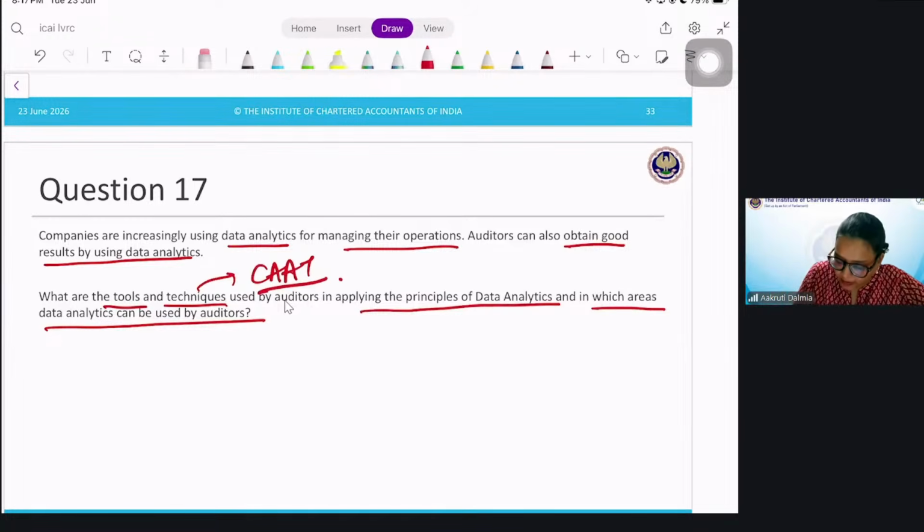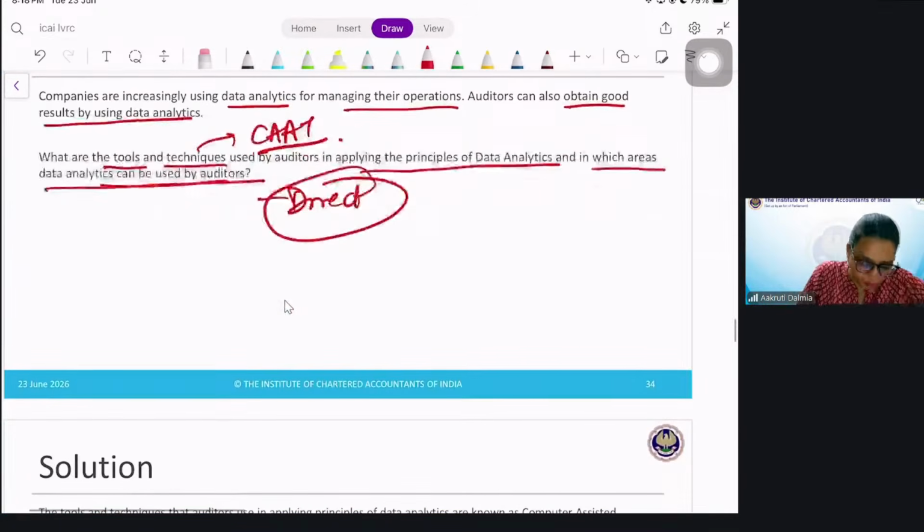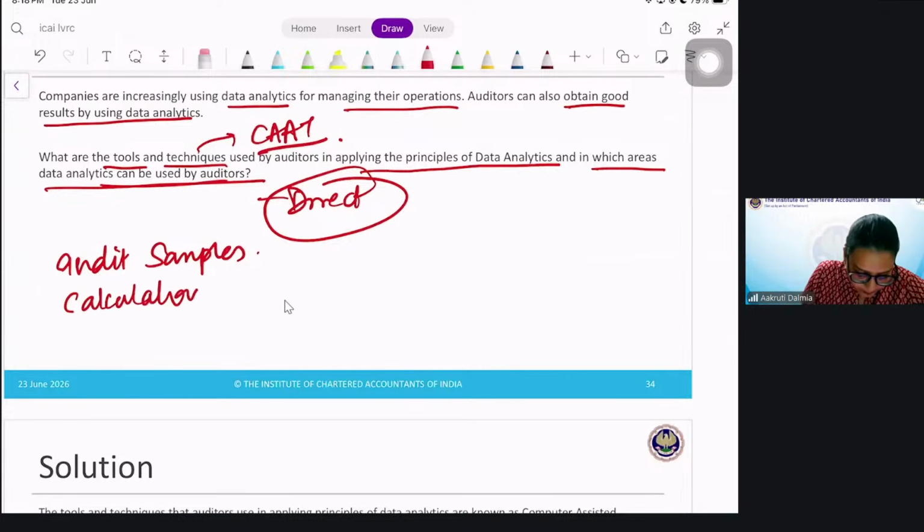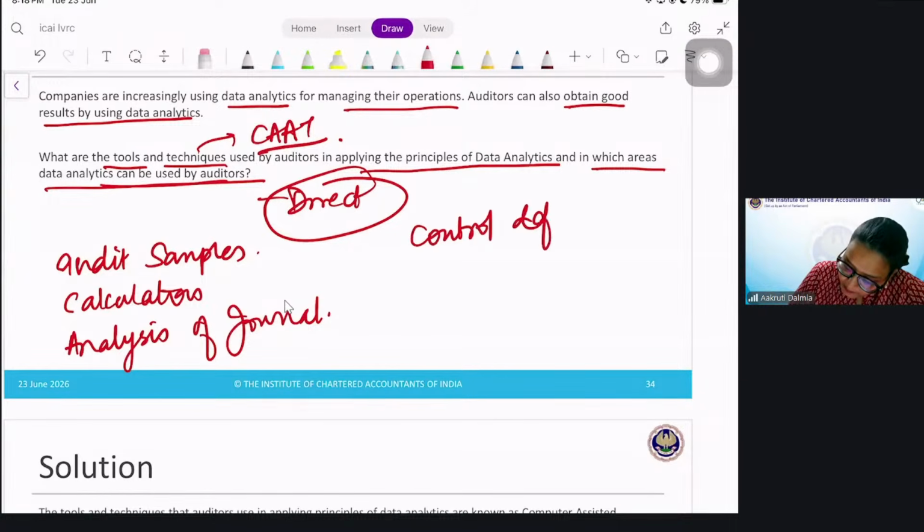Computer assisted audit techniques. So what are the tools and techniques used by auditors? It's called computer assisted audit techniques. Which areas can the analytics be used in? This is also a direct question, type 1 question. It's given directly in the book. So where all you can use it: you can use it to select audit samples. You can use computer data analysis to check mathematical calculations. You can do analysis of journal entries. You can check control deficiencies. All these points you can do by using data analysis.